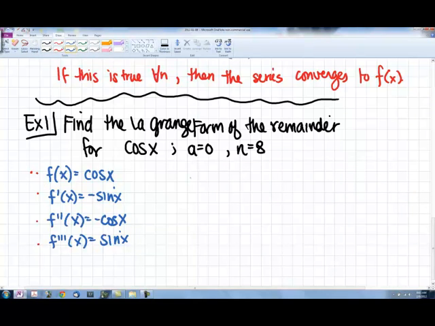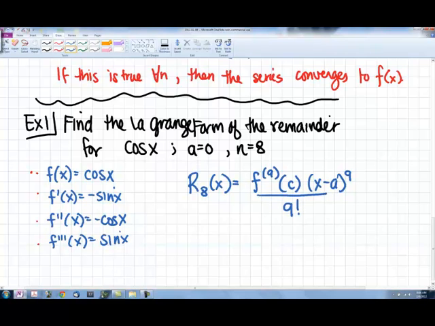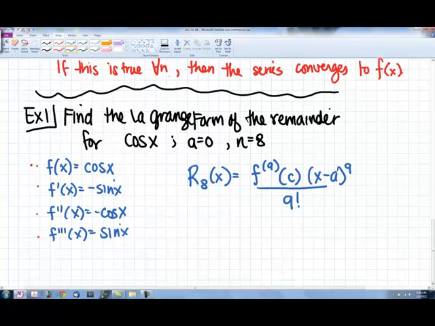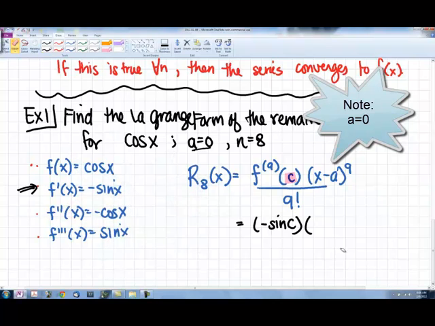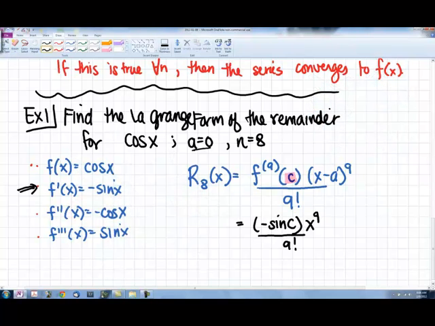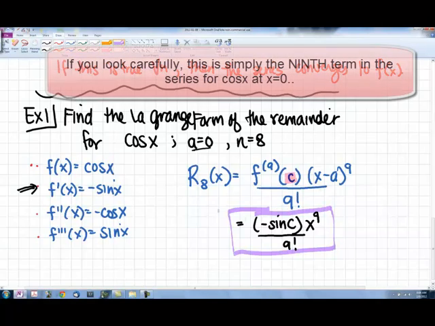But since we're trying to find the remainder, r sub 8 of x, it's going to be the 9th derivative of f at c times x minus a to the 9th power all over 9 factorial. So really all I need to do is plug in what my 9th derivative is. And our 8th one was cosine x, so the 9th one is going to be a negative sine x. So I just plug that in. It's going to be negative sine of c, x minus a, so it's just going to be x to the 9th power over 9 factorial. This is our Lagrange form of the remainder.